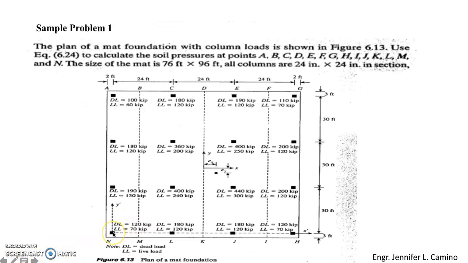To compute now for the eccentricity along y direction, you have to compute for y prime. So we have the summation M sub x equal to 0. So still, you have the reference point. This is our reference point. And the service load or the total column load times y prime is equal to the column load multiplied to each distance from the center of the column load towards the reference point along y direction.